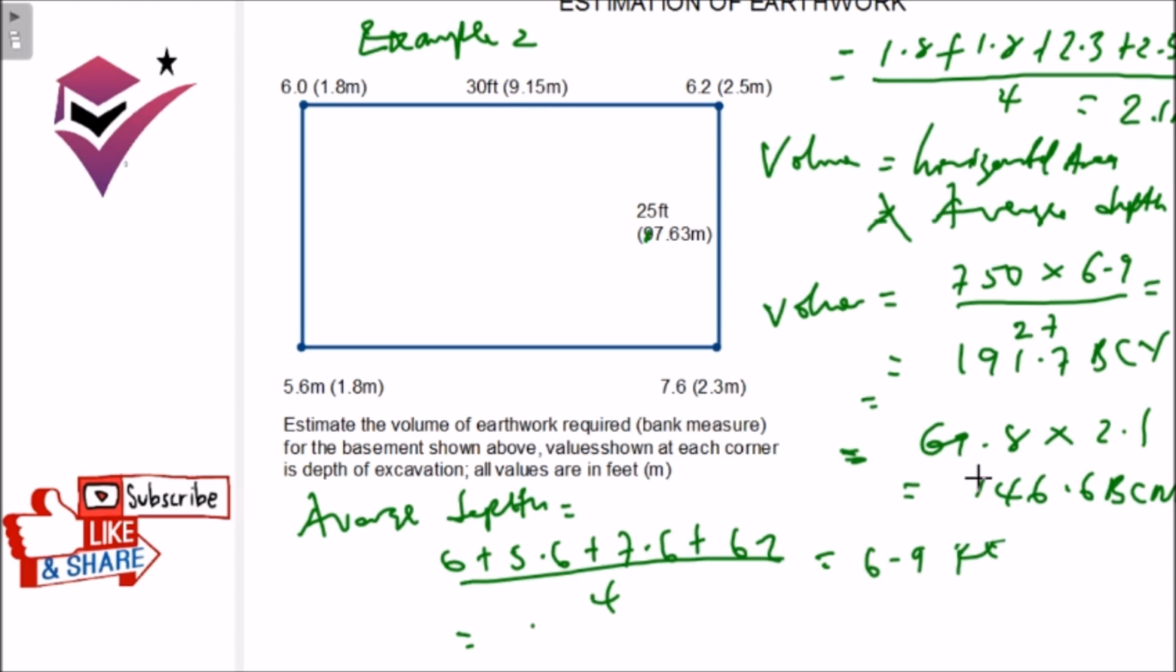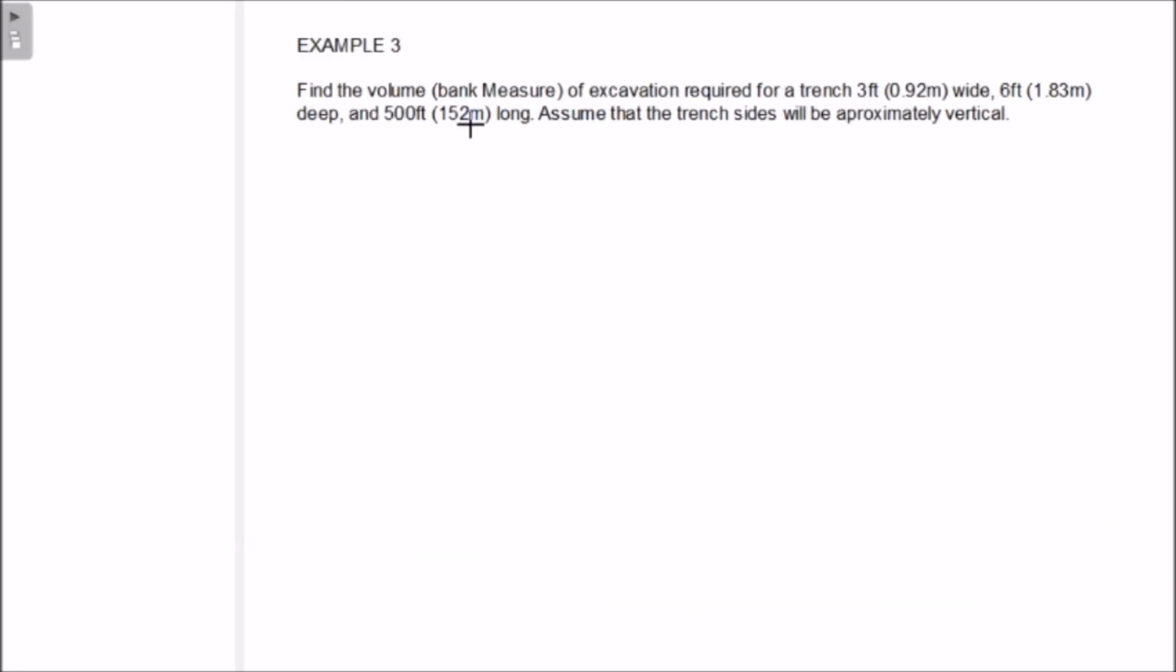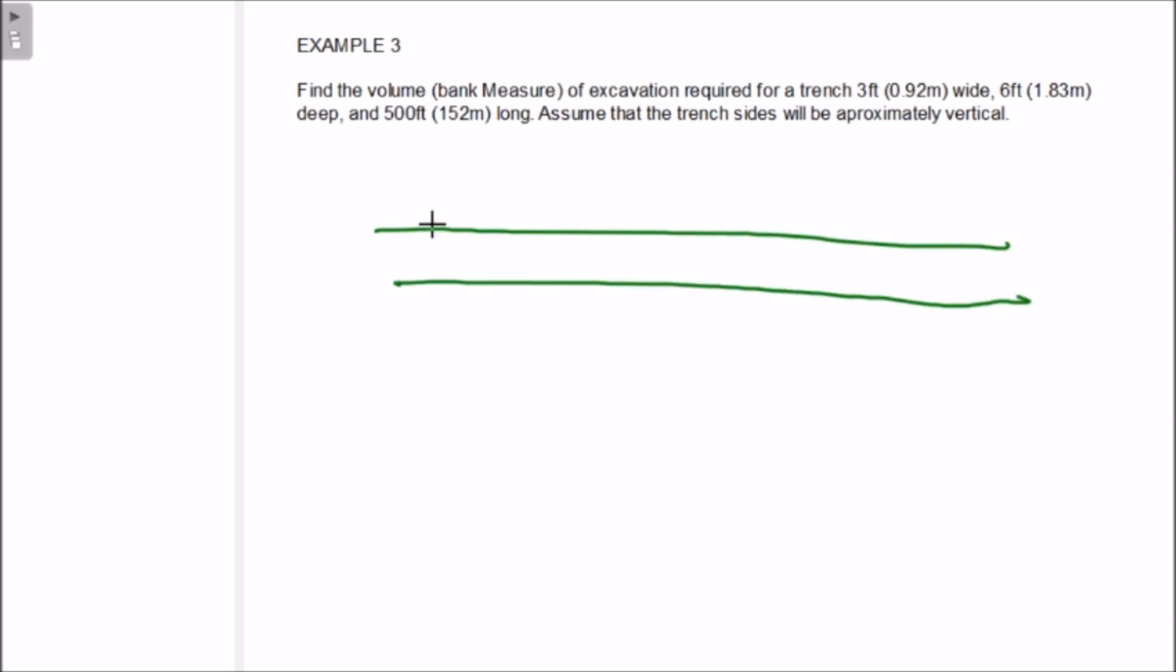So for our trench excavation, let's take another example. Find the volume in bank measure of excavation required for a trench. That trench is 3 feet or 0.92 meter wide, 6 feet, which is equivalent to 1.83 meters deep, and 500 feet, which is 152 meters long, assuming the trench sides will be approximately vertical. So in this case, we are given a trench. Our trench length is 500 feet.